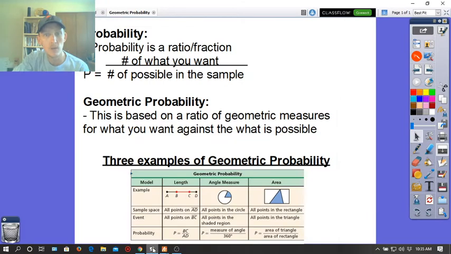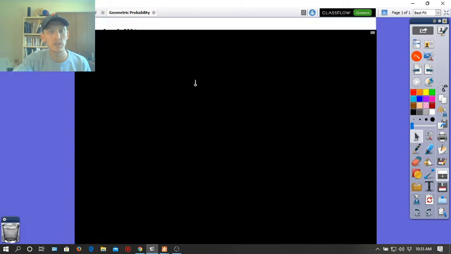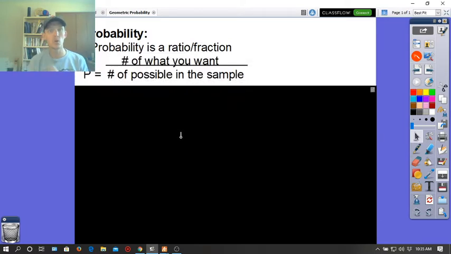All right. So if we look at probability, basic probability is a ratio or a fraction, and I refer to it as the number of what you want versus the number of possible in that sample space. Very common probability questions have to do with the rolling of a die. There are 6 sides to a die, so the number of possible would be 6. The what you want depends on what the question is. If I say, what is the probability of rolling a 3? Well, there's 1 three, and there's 6 total possible, so the probability would be 1/6.